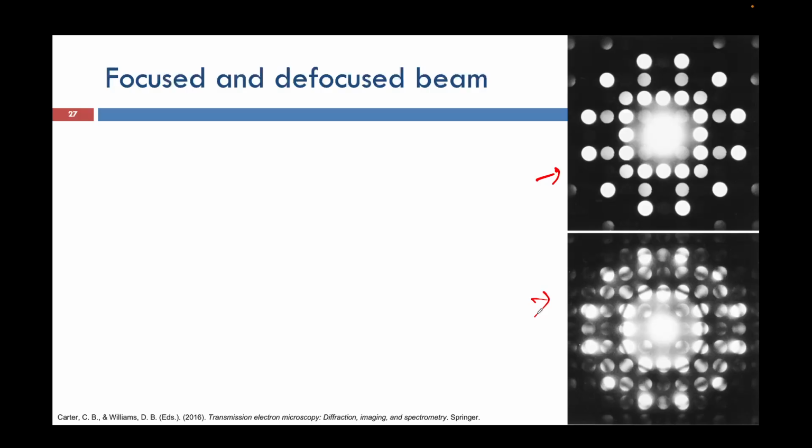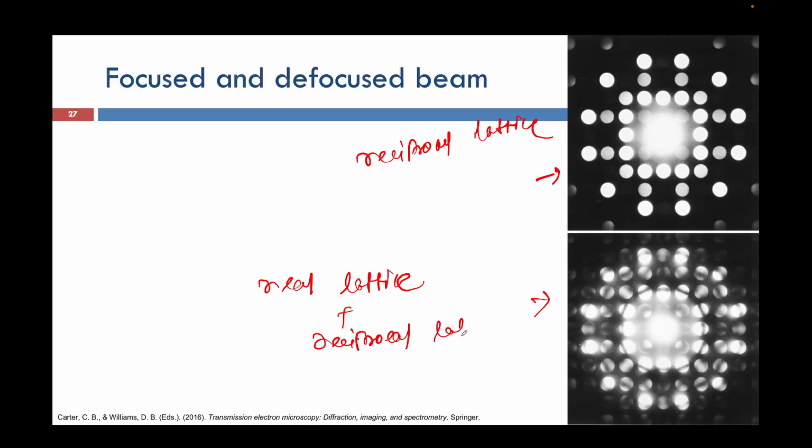And the defocused beam we use sometimes to get more information. The focused beam will only give you information about the reciprocal lattice, since it is only giving you diffracted spots, but the defocused beam will give you information about the real lattice in real space plus the reciprocal lattice. So sometimes we do this kind of operation in CBED.